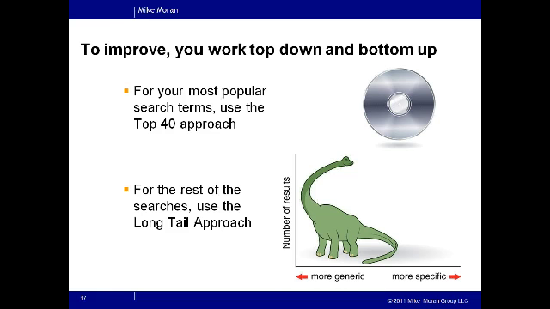So there's two ways of doing that kind of improvement. The first way is top-down, and I call that the top 40 approach. And the other way is the long tail approach, which is kind of bottoms up. The first way focuses on the most popular searches, the very highest volume searches, the search keywords that the most people are typing in every month. And the other technique focuses on trying to improve all searches.